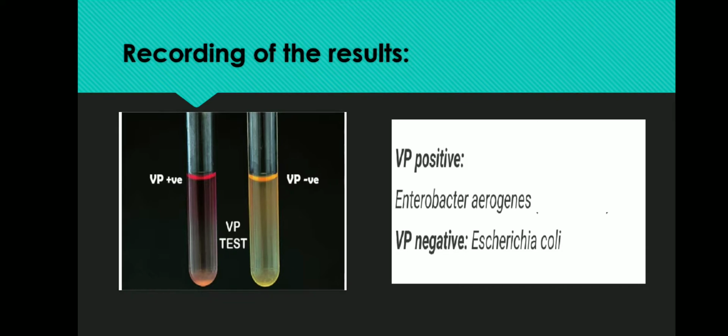VP positive is observed in the case of Enterobacter aerogenes, which shows the red coloration. VP negative is observed in Escherichia coli, which is yellow colored after incubation.